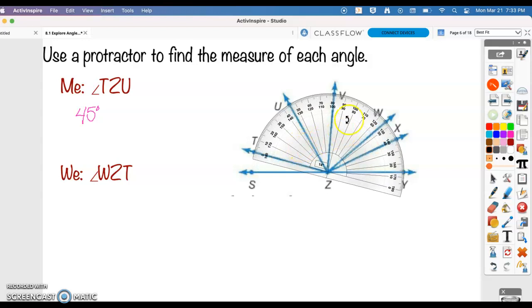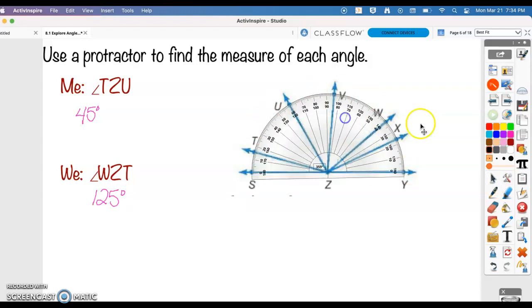Okay, pretty close. And so you can see here how I have the 0 lined up with T. So T, Z, W. I'm looking over here at W. And remember, this is going to be a bigger angle. So I go over here to 0. So 10, 20, 30, 40, 50, 60, 70, 80, 90, 100, 110, 120. But it's not quite 120. It's right here in the middle of 120 and 130. So I'm going to call that 125 degrees. So remember, you always start at the 0 and then count.